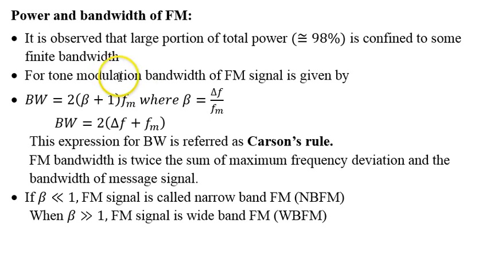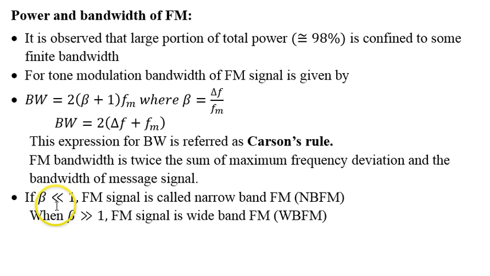For tone modulation, the bandwidth of an FM signal is given by bandwidth equal to 2 times (beta plus 1) times fm, where beta is delta f over fm. So bandwidth could be written as 2 times (delta f plus fm). This expression for bandwidth is also called Carson's rule. FM bandwidth is twice the sum of the maximum frequency deviation and the bandwidth of the message signal.